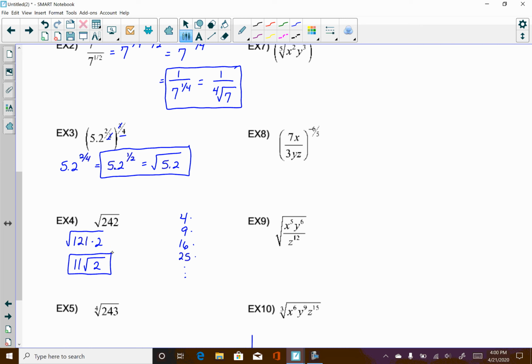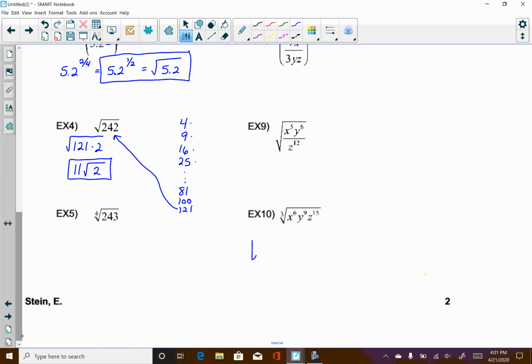Final answer there. Because this is 5 squared, I could have kept going. 9 squared is 81, 10 squared is 100, 11 squared is 121, and so that's how I knew 121 can go into 242. All right, moving on down to example 5.